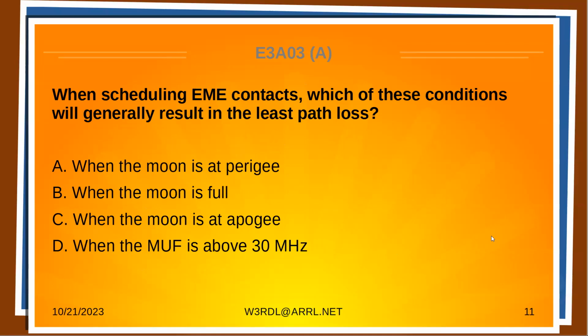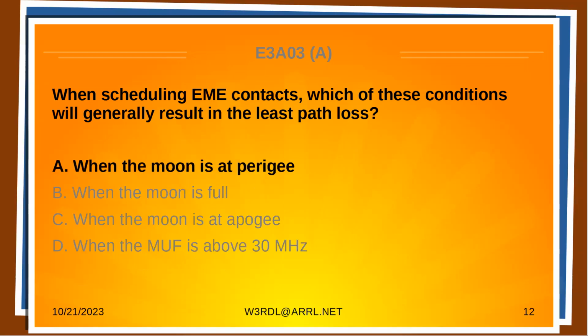So when scheduling moon bounce contacts, which of these conditions will generally result in the least path loss? Perigee. Got to remember the difference between perigee and apogee.